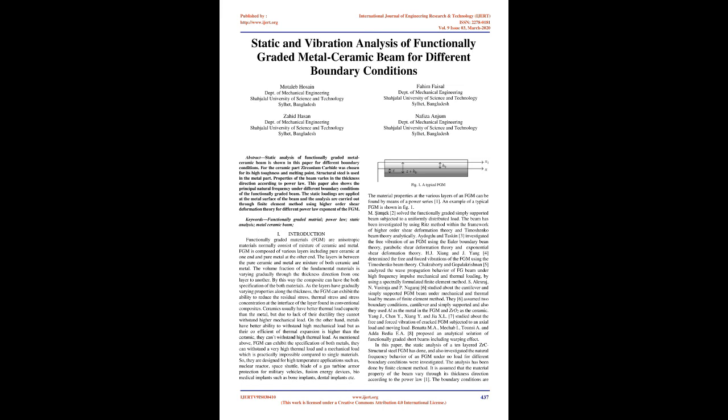For the ceramic part, zirconium carbide was chosen for its high toughness and melting point. Structural steel is used in the metal part. Properties of the beam vary in the thickness direction according to power law. This paper also shows the principal natural frequency under different boundary conditions of the functionally graded beam.